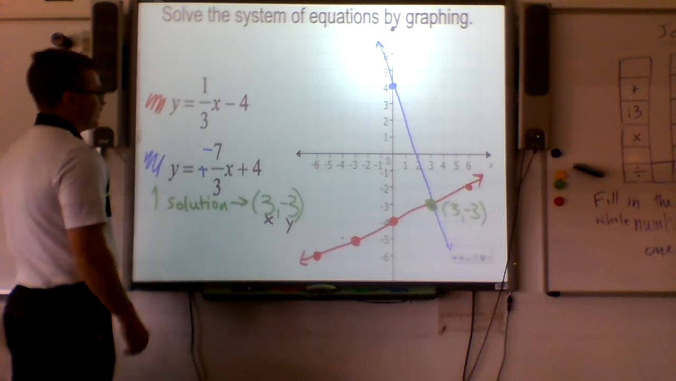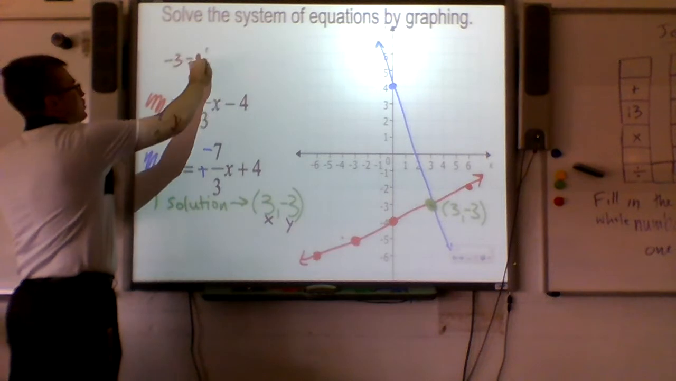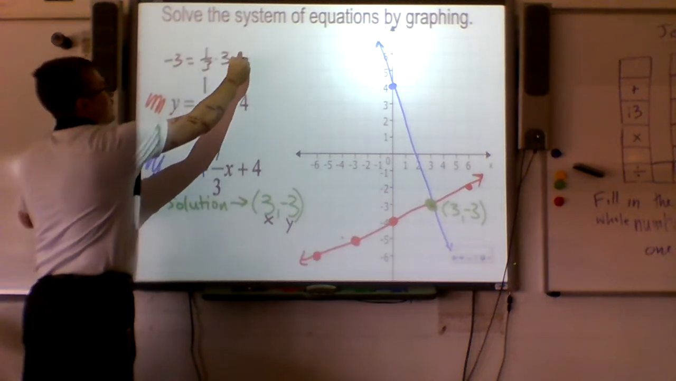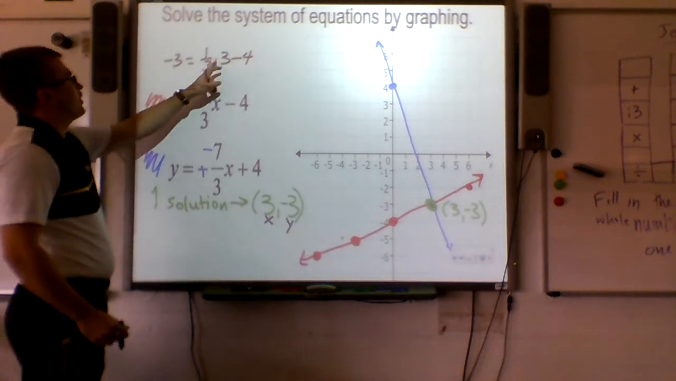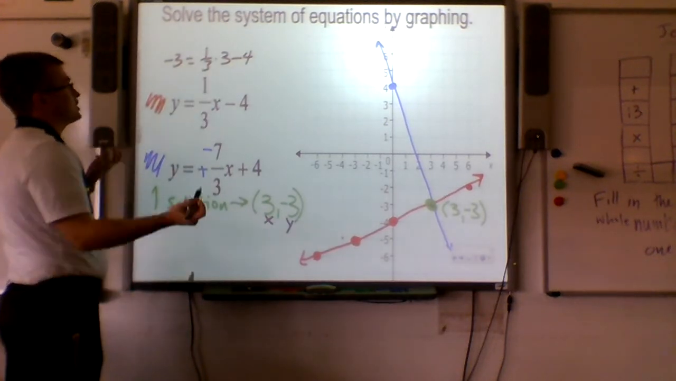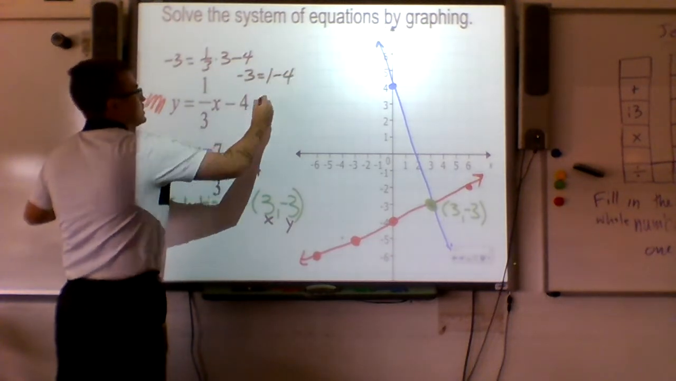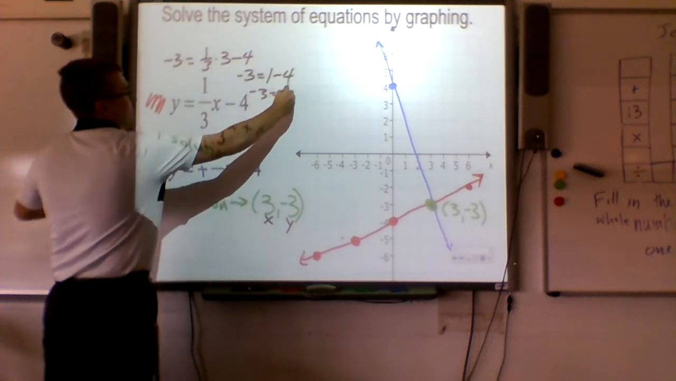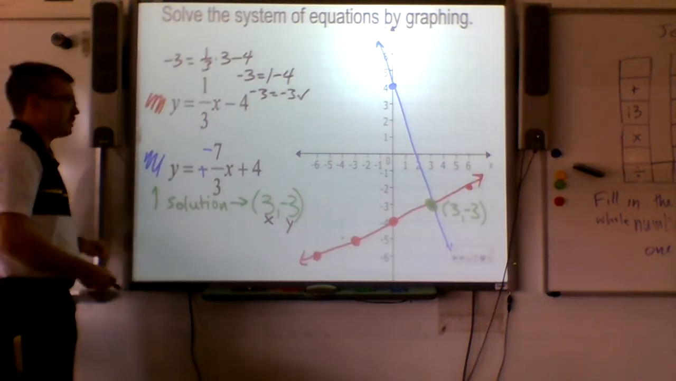In this top one, if I plug that in, I would have -3 equals 1/3 times 3 minus 4. 1/3 times 3 is just 1. So I would have -3 equals 1 minus 4. And -3 does, in fact, equal -3. So that makes it a true statement.